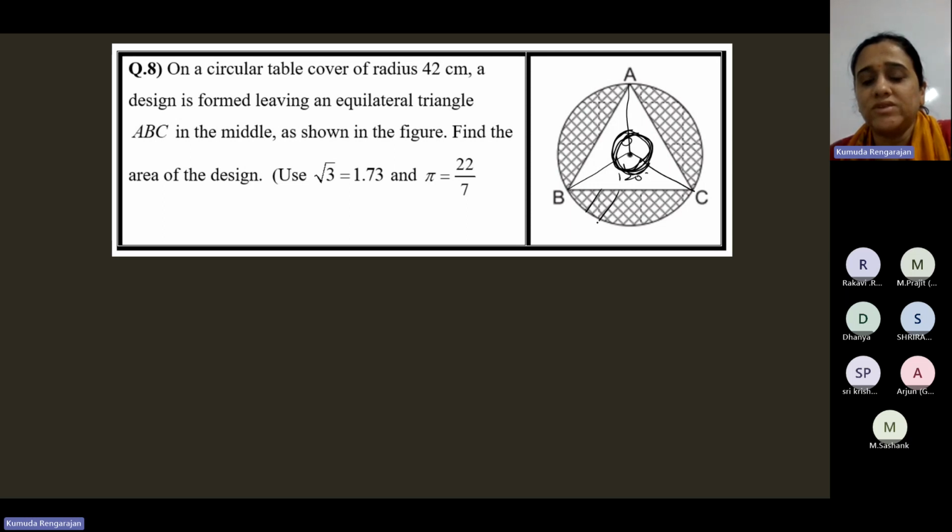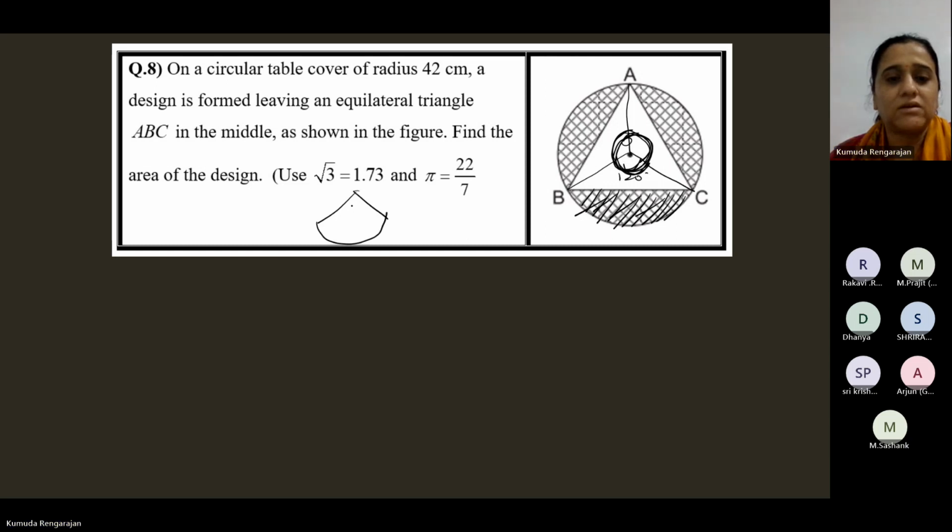So now how do you find the area of this piece? It's the area of the sector minus the area of the triangle. Now we found the sector angle. How? Because all the three sides are equal, so 3 equal chords make equal angles at the center. So 360 by 3, 120. So the sector angle is 120 degrees. So now you can find the area of the sector. The sector angle is 120, so 120 by 360 into pi r square. R is given, 42. That will help you find the area of the sector, this full thing.